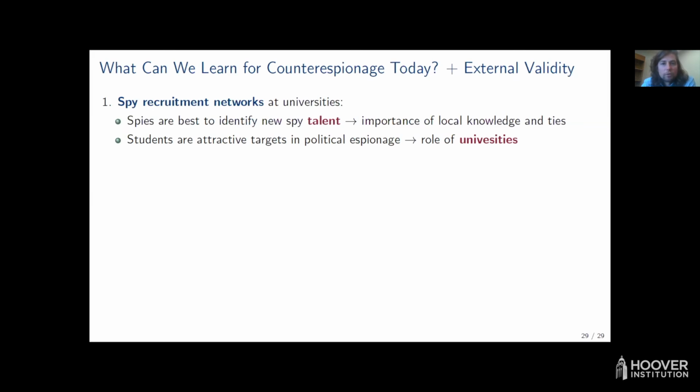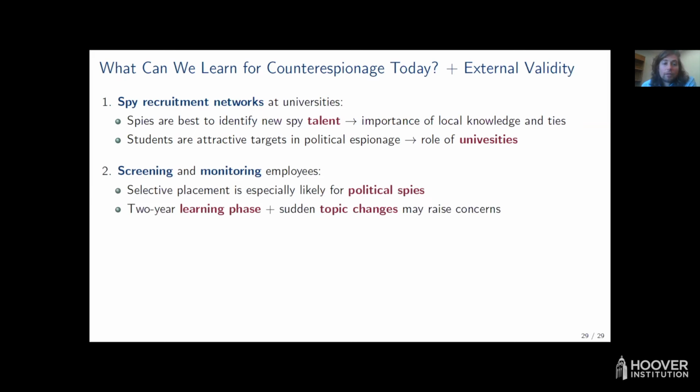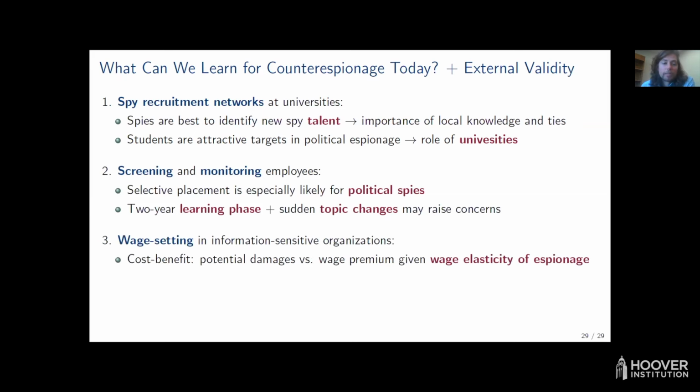I don't have so much time to go into this now, but it's also the last slide, so it will stay open for the discussion, and we can get back to it later. But in particular, we think that spy recruitment networks at universities might be very important back then and today. We think that there are implications of our paper for the screening and monitoring of employees. And we do think that there are implications for optimal wage setting in information-sensitive organizations, given the wage elasticity of espionage that we calculate.